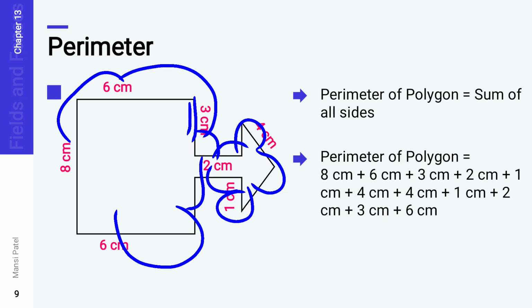8 plus 6, 14, 14 plus 3, 17, 17 plus 2, 19 plus 1, 20, 24, then 24 plus 4, 28, 28 plus 1, 29, 29 plus 2, 31, 31 plus 3, 34, and 34 plus 6, that is 40 centimeter. So you can see here I write down this centimeter unit. With the help of this centimeter, you know that this is the answer of the perimeter of this shape.